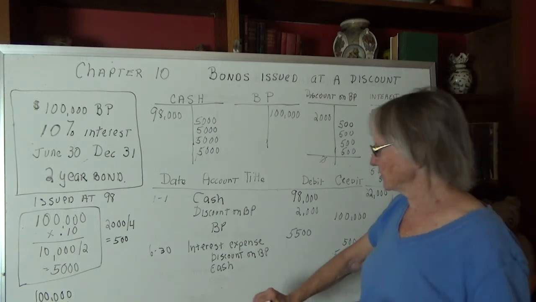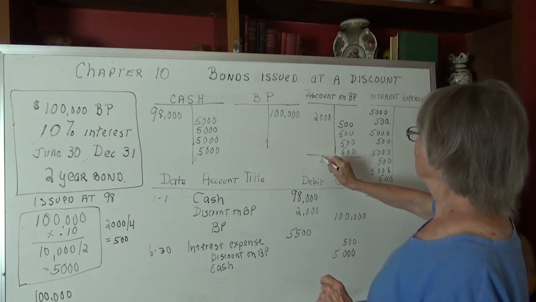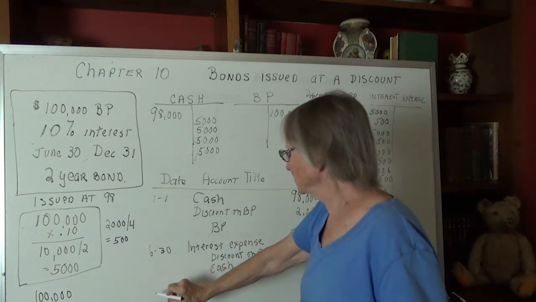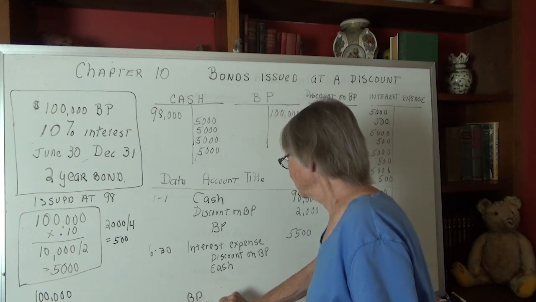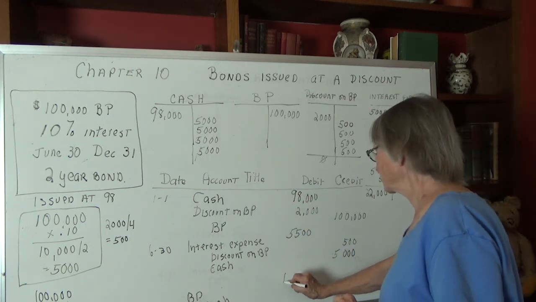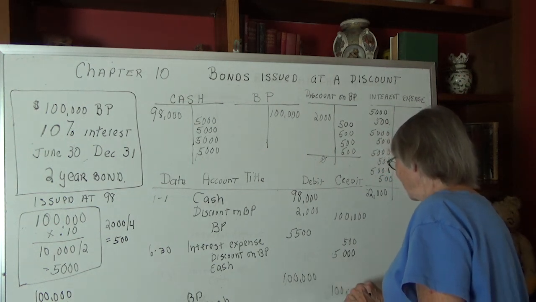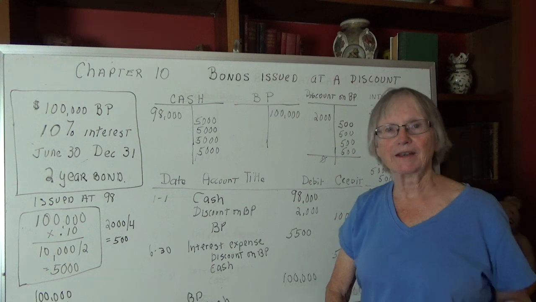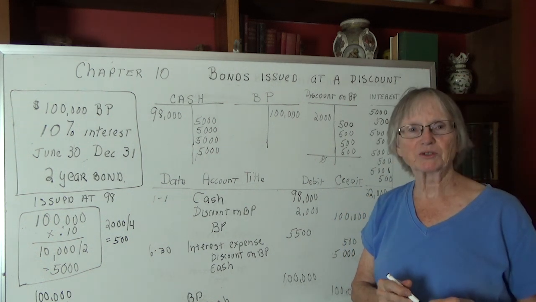And at the end of the bond, you would be left with a zero balance in the discount account, and so you could simply pay off the bonds, just like we did, assuming we do that at their maturity date. Okay, so that's at a discount, and next, we'll see how it works when we do bonds that were issued at a premium.